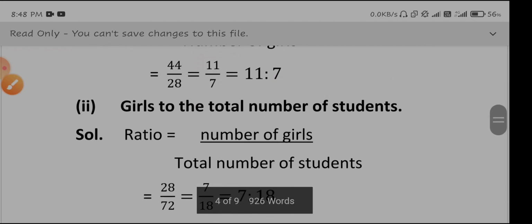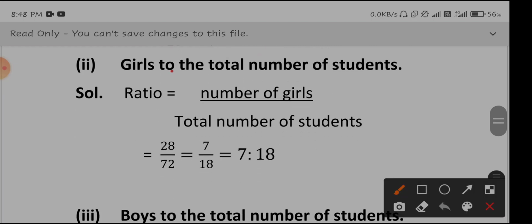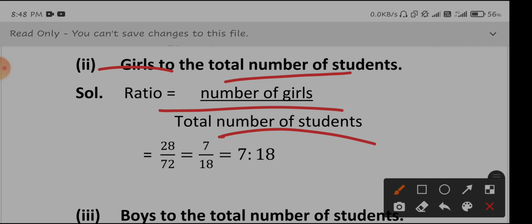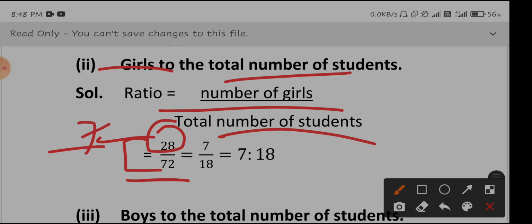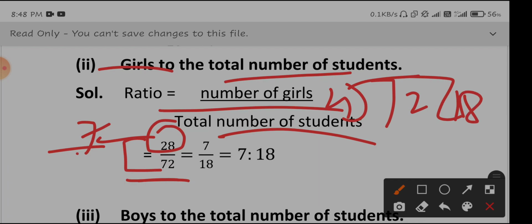Then girls to the total number of students. So write here number of girls upon total number of students. Number of girls are 28. Total students are 72. Again you can see 72 and 28 are both even numbers. First of all you can divide by 2 also, but we have taken the largest number, that is 4. 4 7s are 28 and divide 72 by 4. So it will come 18 times. So write here 18. So 7:18.